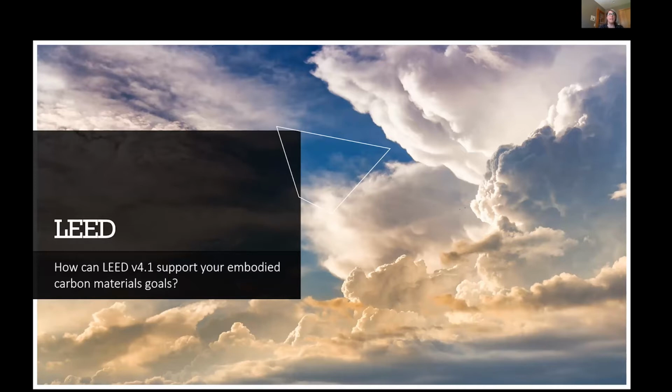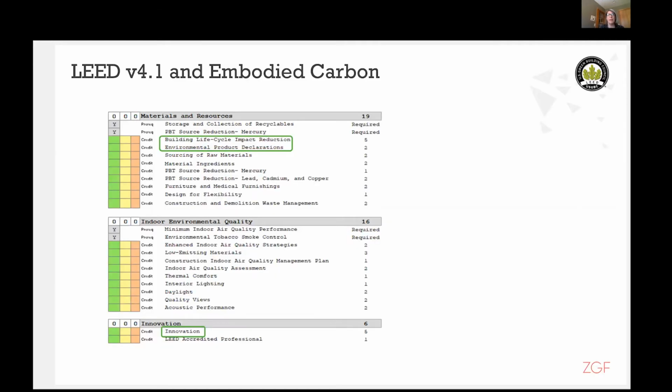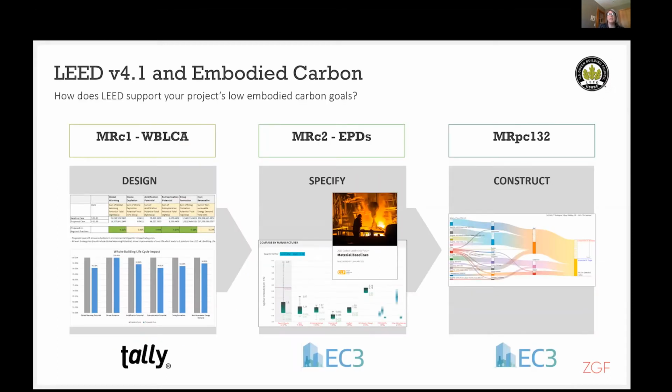So there are some ways that you can use LEED to leverage your embodied carbon goals. And that's the focus of my presentation. There are 3 main credits that you should know about. And I want to challenge you to think about how you use them throughout the process of a project.